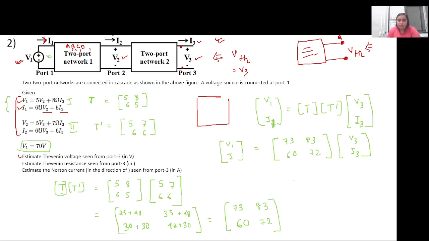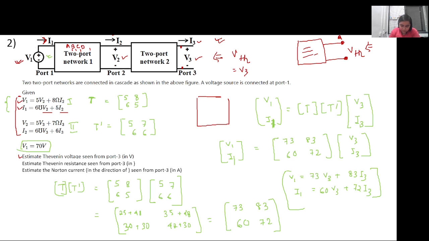Now the equations are V1 equal to 73 V3 plus 83 I3, and I1 is equal to 60 V3 plus 72 I3. So these are the equations for the ABCD parameters of this cascaded two-port network. Now first we have to estimate the Thevenin's voltage as seen from V3.